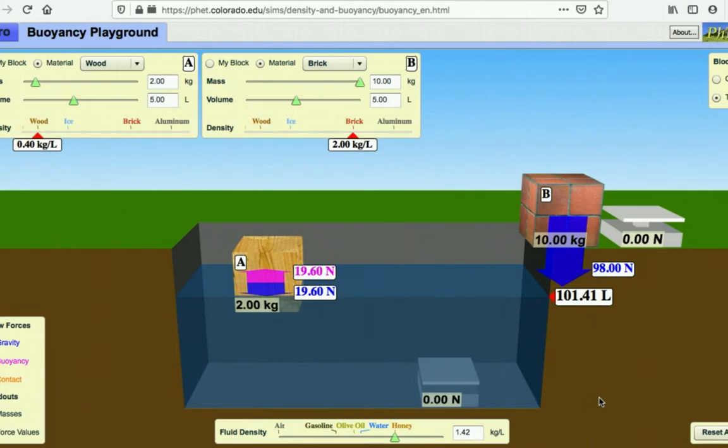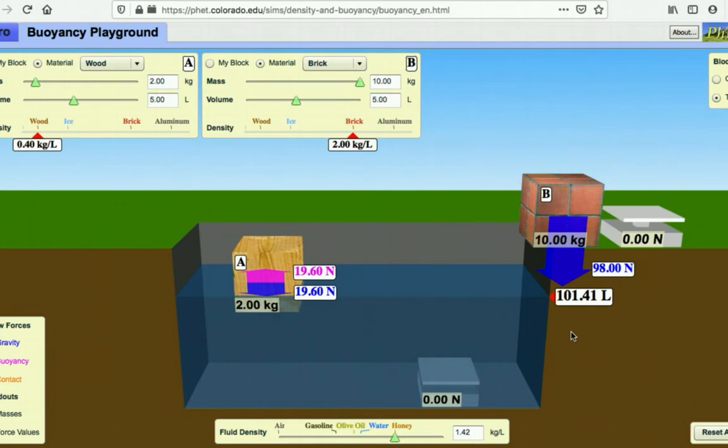And what I notice about the block as it's still floating is that the buoyant force has not changed, because if an object is floating, the buoyancy force always has to equal the weight of the fluid that's displaced. And the buoyancy force has to equal the weight of the object. It's equal to the weight of the fluid displaced, but it also has to always equal the weight of the object. So what happened? Well, what happened is that the block is no longer floating as far down under the fluid. It's displacing less honey than it displaced water.